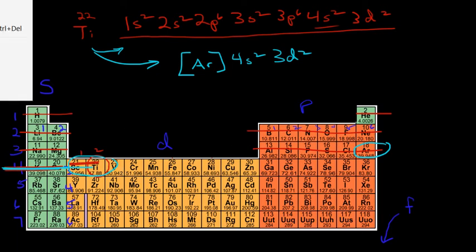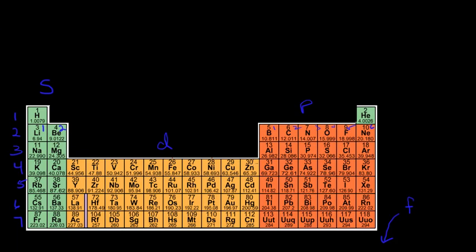Okay, we can do one more. Let's do one more to make it clear. Let's do something bigger. Let's do gallium, Ga, 31. Again, we could go through each one: 1s2, 2s2, 2p, but easily we'll just go right to the noble gases. So this is argon again.